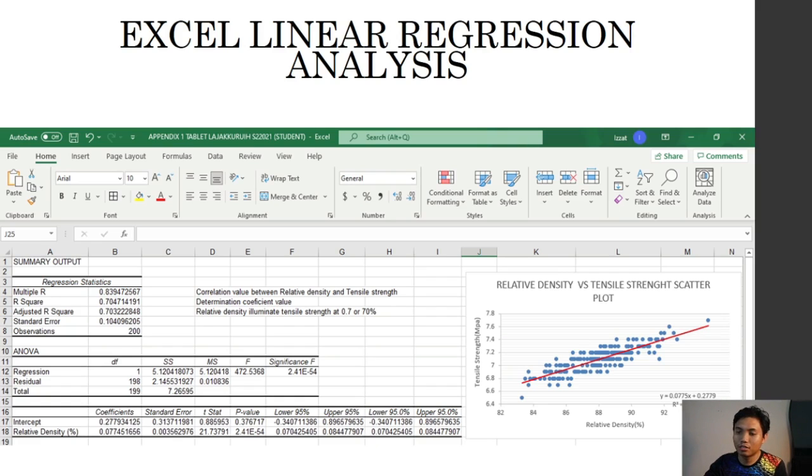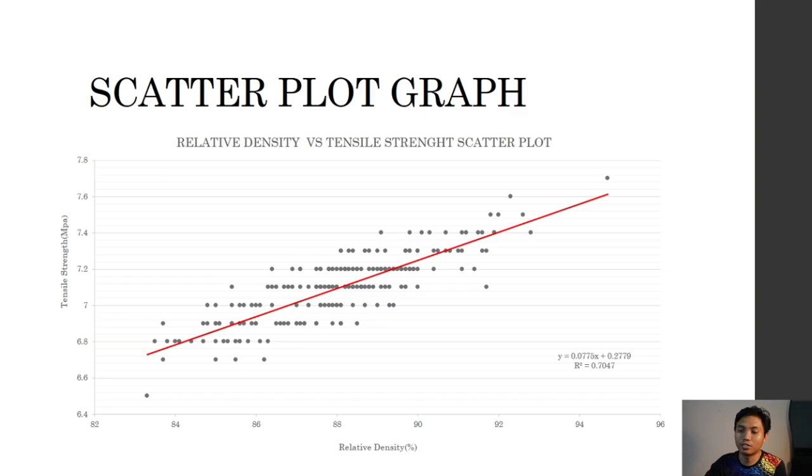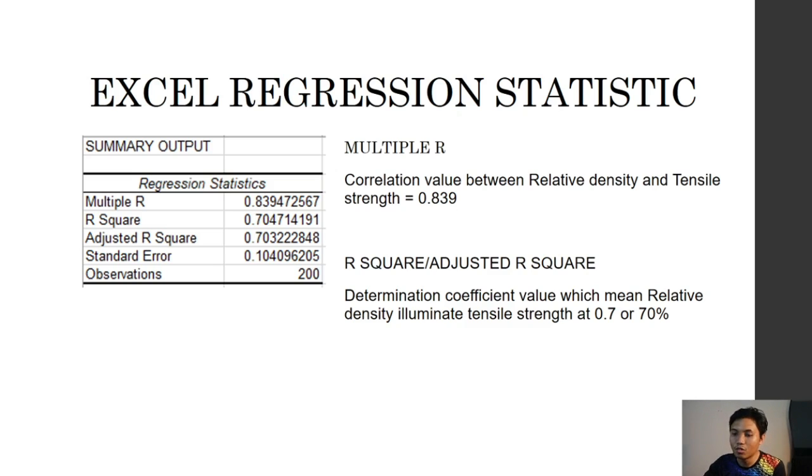By referring to the statistical table and regression analysis from Excel, we can obtain the scatter plot graph, regression statistic table, and coefficient table. In the scatter plot graph, the x-axis represents the relative density, meanwhile the y-axis represents tensile strength. The gray dotted points in this graph are the actual tensile strength, and the straight red line is the predicted tensile strength. Next, in the regression statistic table, multiple R is the correlation value between relative density and tensile strength, which is equal to 0.839. Meanwhile, the R square, or adjusted R square, is the determination coefficient, which means relative density explains tensile strength at 0.7 or 70%.